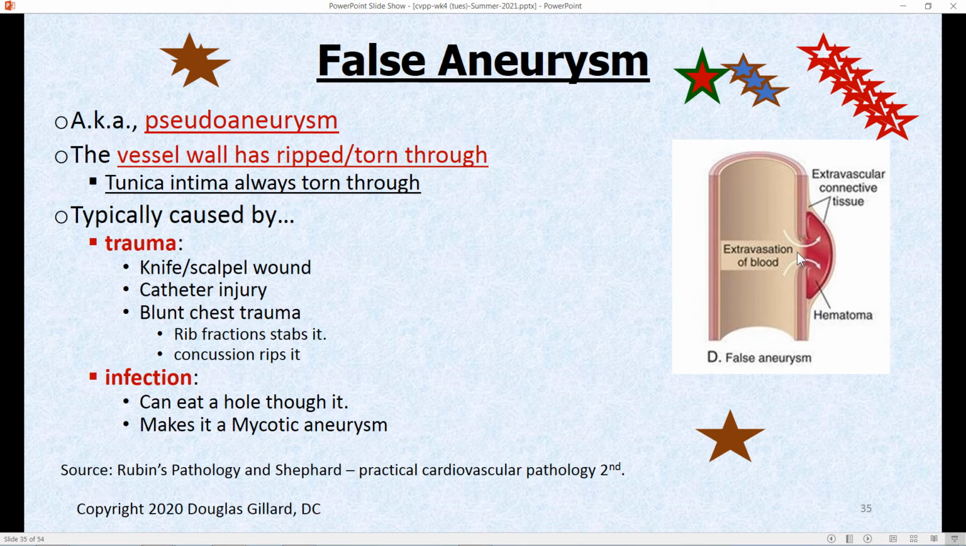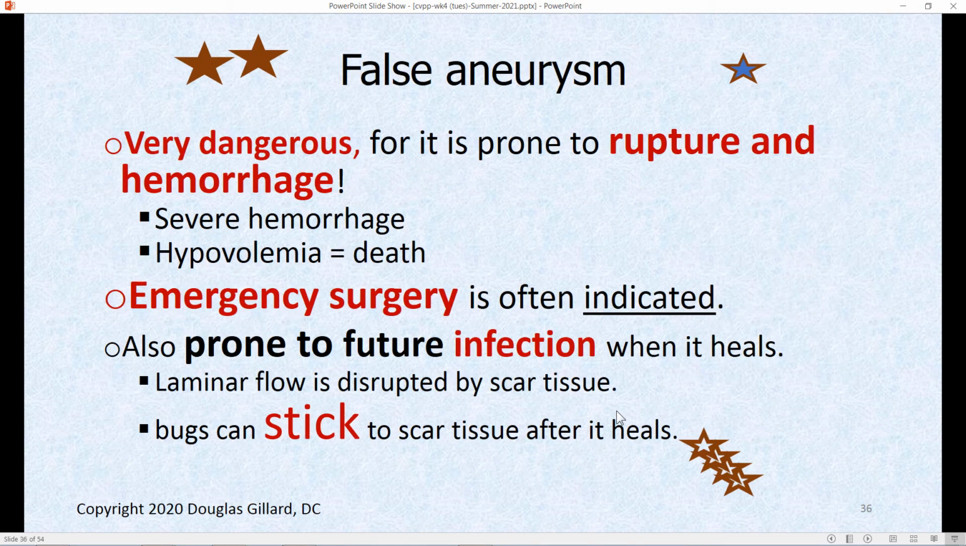You can see all the tunics have ripped in this one. Now an infection could still cause this. You could get a very aggressive infection that could eat a hole, not just weaken the vessel wall, but eat a hole right in it. Or it could be a catheter injury from an angioplasty, or maybe you got stabbed in a knife fight, or you got in a car accident and a rib poked right through your blood vessel. So these are flat out holes in the blood vessel wall.